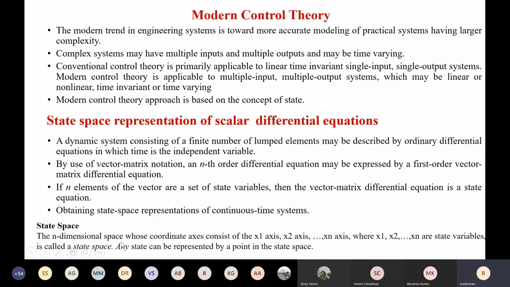The n-dimensional space whose coordinate axes consist of x1, x2, ..., xn, where x1, x2, ..., xn are state variables, is called a state space, and any state can be represented by a point in the state space.